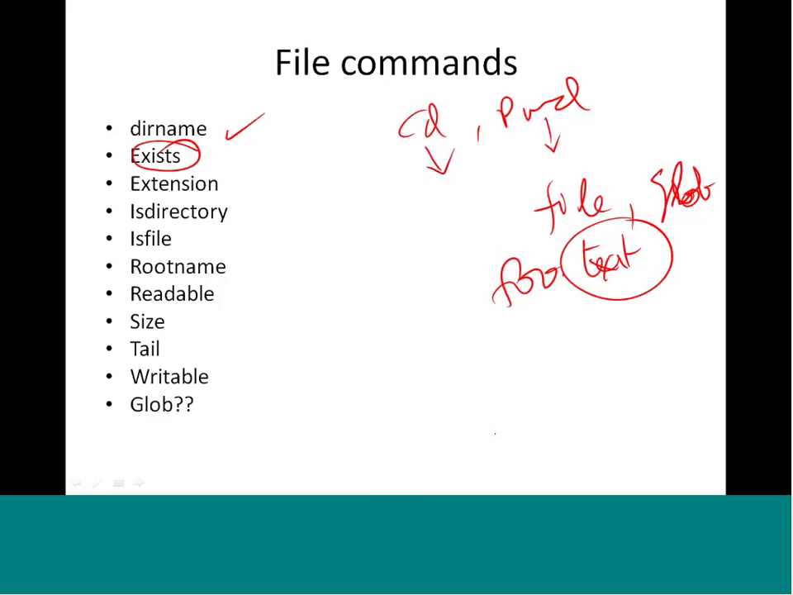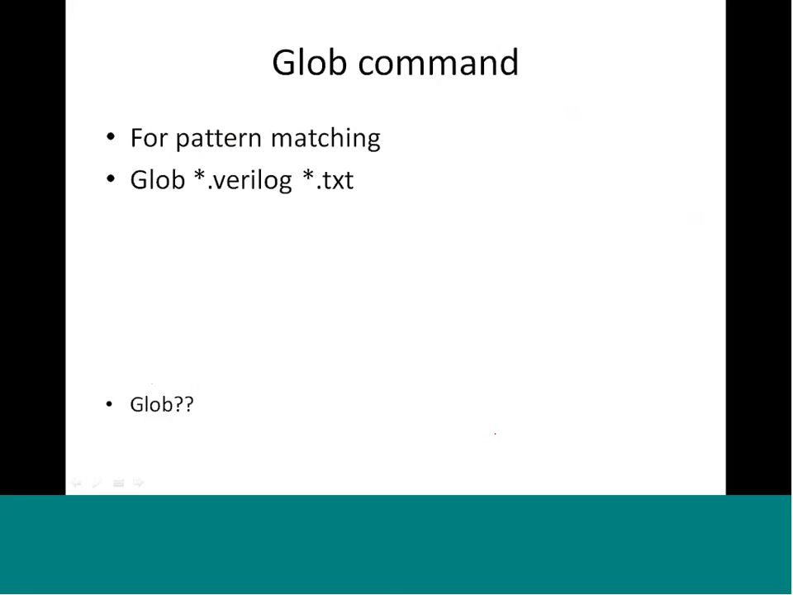Now the glob is something I put towards the end, basically the glob matching is something that we talked about. In this context it actually returns the files, it is a glob command, it is mainly for pattern matching and reporting files, and with glob you can say star dot verilog and then star dot text, this will return a collection of verilog and text files. Okay. So far so good.